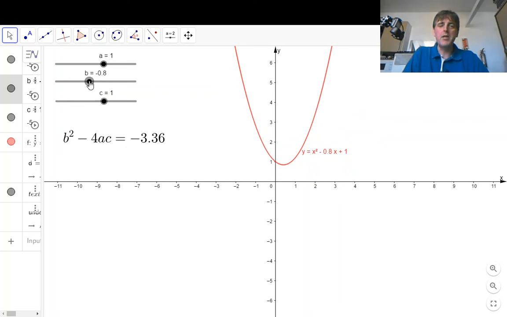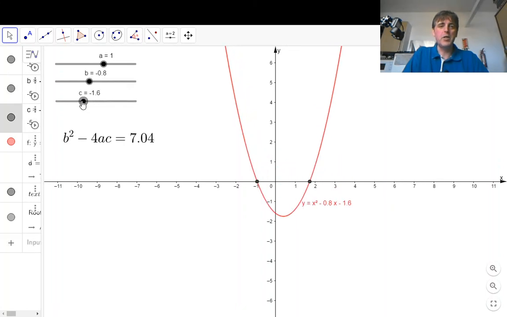There we go. And you can see here the discriminant is now negative. What does that mean in terms of the number of roots? Well, it means that it's not touching the x-axis anywhere. Let's change some of these other values here. You'll see the curve changes position, and there we go. The discriminant is now a positive number, and you can see that we've got ourselves 2 real roots here.